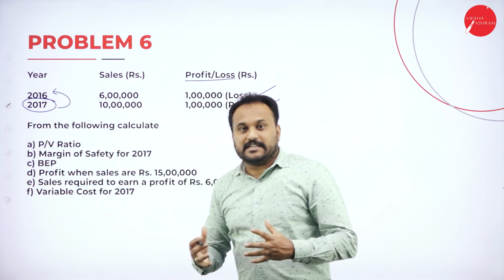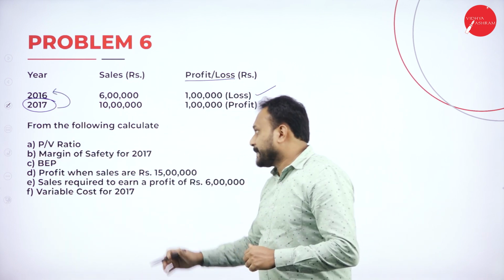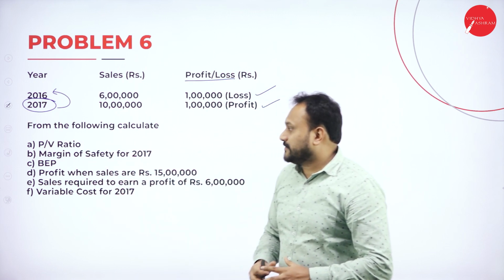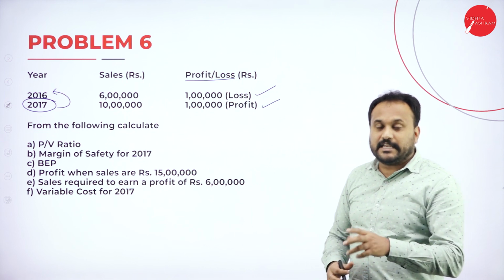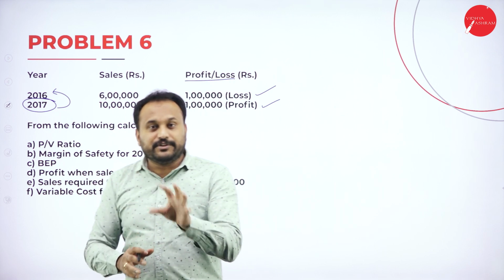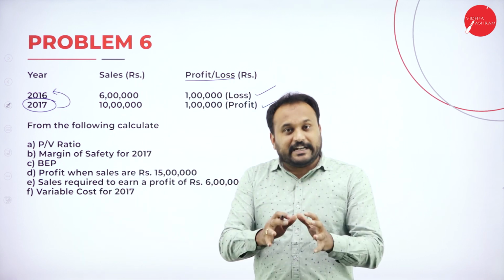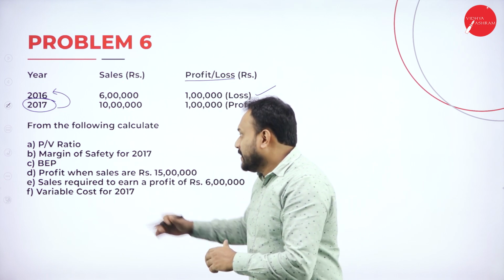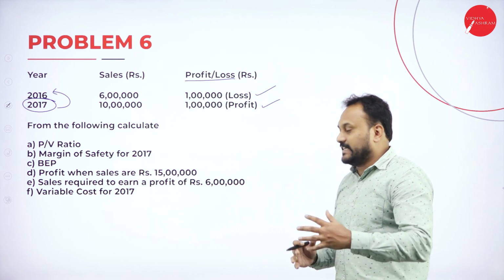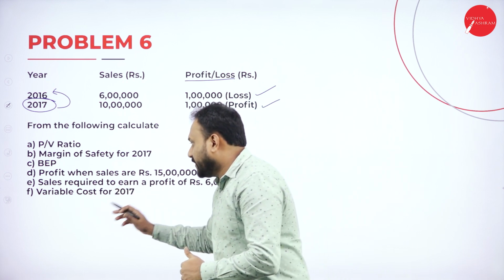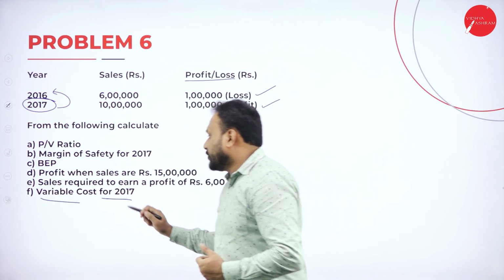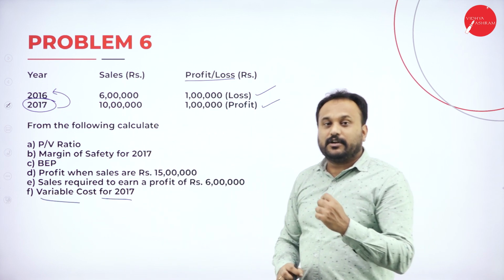So what exactly are we supposed to do? Now try to understand. We are supposed to calculate, the first one is PV ratio, second is margin of safety for 2017. See here they have not mentioned that you are supposed to calculate for 2 years. They have clearly said that 2017 is what you are supposed to prepare. Next is BEP, break even point, then profit when sales are, and then sales required to earn. And the last one, they have given a twist saying variable cost for 2017.